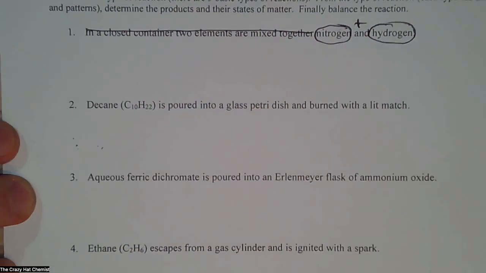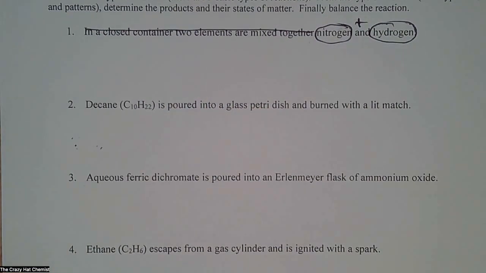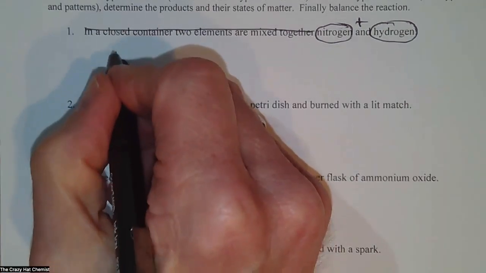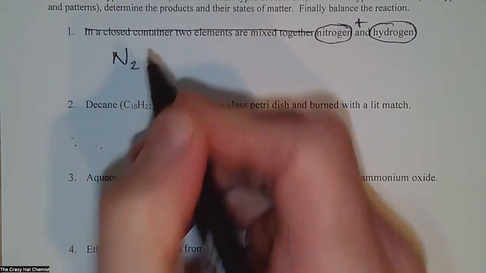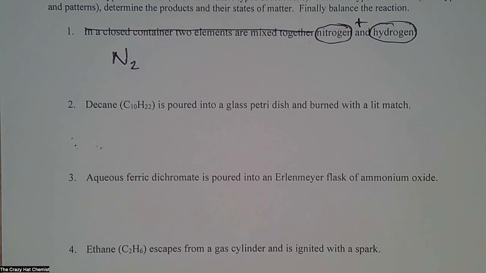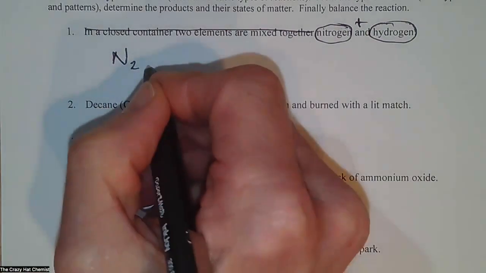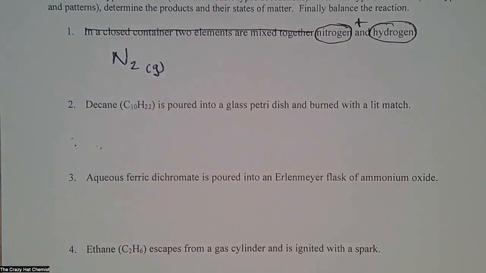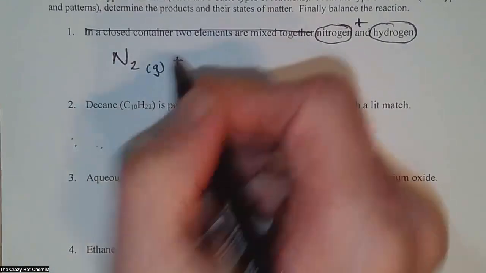Now what we need to do is know our periodic trends and what the formula is of each of these elements. So the element nitrogen is N2 because it's one of the diatomics. Nitrogen is a diatomic and it is a gas at standard conditions. So the state of matter here is G for gas. The second element is hydrogen, and there's a plus sign in between these two.